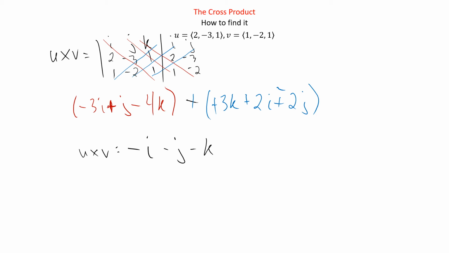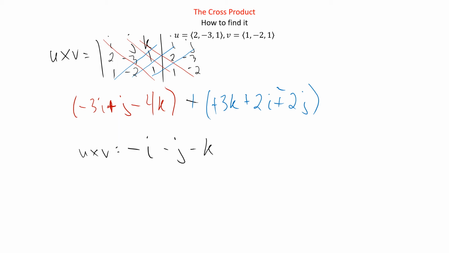u and v make a plane. Any two vectors make a plane as long as they are not the same, as long as they're not parallel. Any two vectors that intersect make a plane. And so this orthogonal vector is perpendicular to that plane. So it's perpendicular to both u and v. u and v may or may not be perpendicular to each other. That doesn't matter. But the cross product is perpendicular to both.